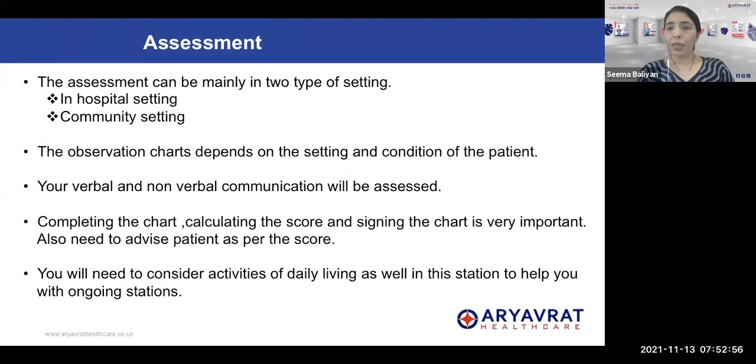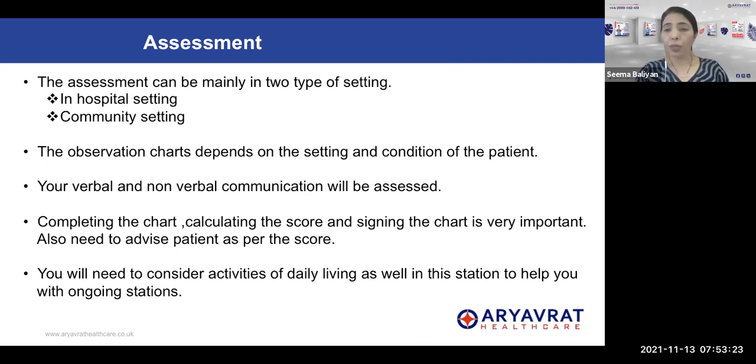So the assessment can be of 2 types. It can be in a hospital setting or it can be in a community setting. And the scenario can be slightly different in what you are expected to do in the hospital setting and what you are expected to do in the community setting. But in principle, it stays the same: you still need to take a brief history of the patient, do all the vital signs and complete a NEWS chart.